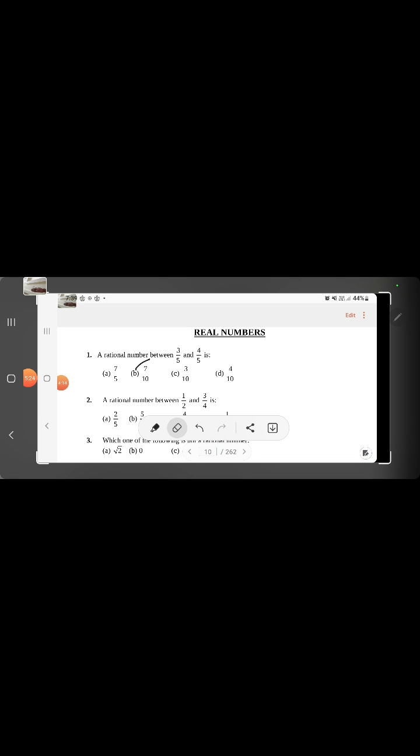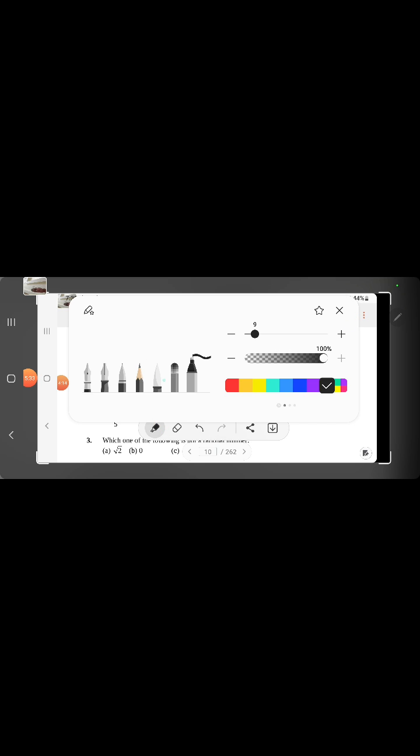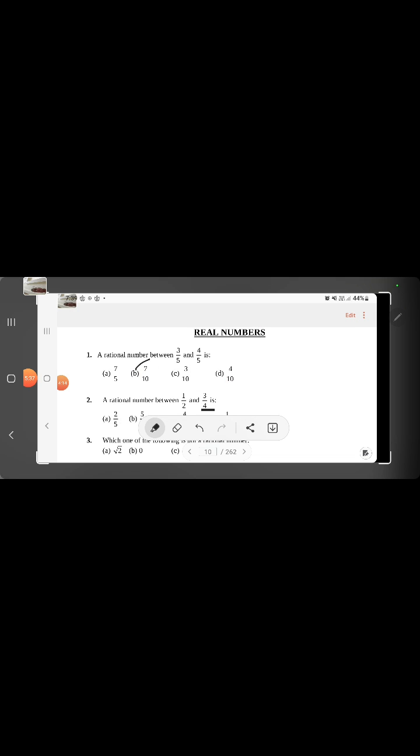Next, we go to the next one, the rational number between 1 by 2 and 3 by 4. Now similarly I am going to do this also. Here what are the given options? First let's have a look. What are the given options?